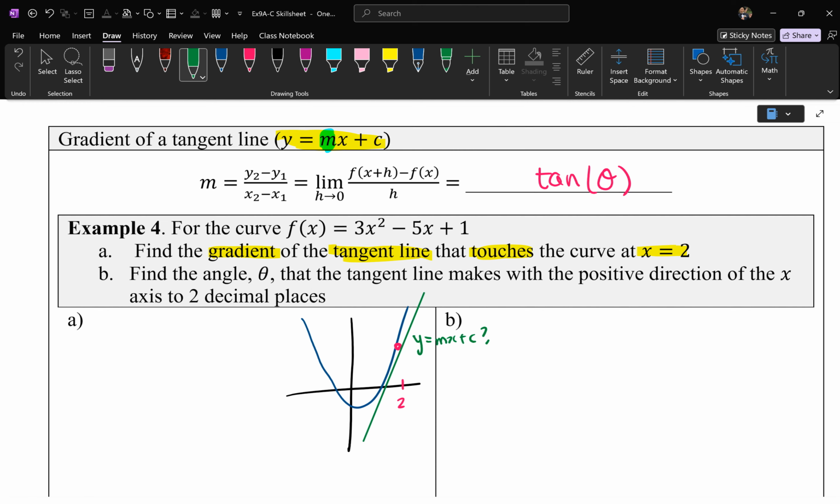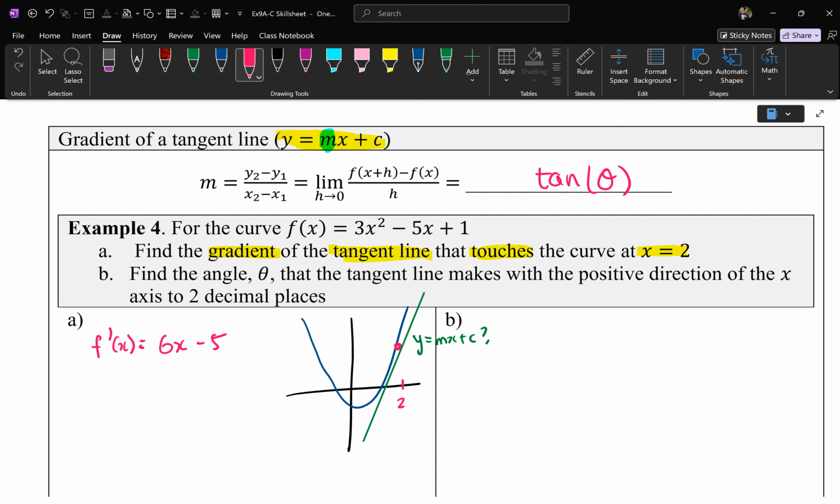Okay, and one of the things we know is the derivative finds you the gradient at that specific point, at one single point. So, first thing is you need to find the derivative. So here we go. F dash of x is equal to what? Can I please have Albert? What's the derivative of 3x squared minus 5x plus 1? 6x minus 5. Beautiful.